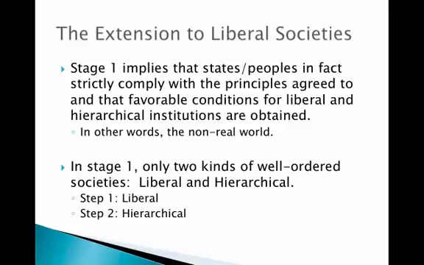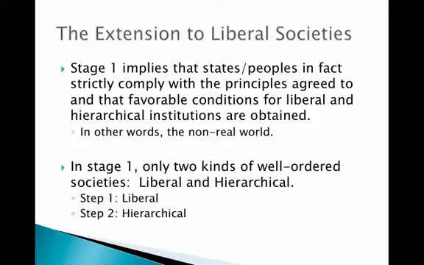Okay, good. So, the first stage implies that states and peoples, in fact, strictly comply with the principles agreed to, and that favorable conditions for liberal and hierarchical institutions are obtained. In other words, it's the non-real world. Duh, it's the ideal world. In stage 1, there are only two kinds of well-ordered societies: liberal and what Rawls calls hierarchical.